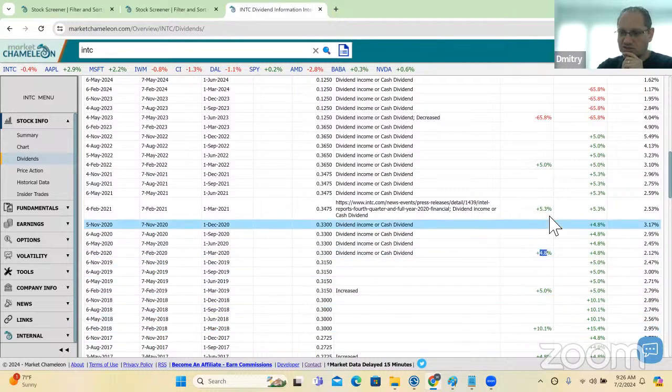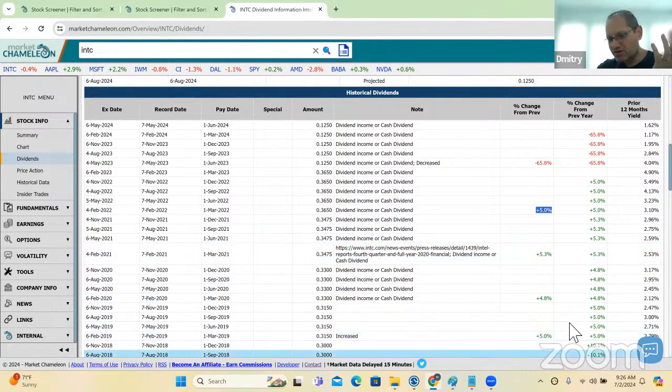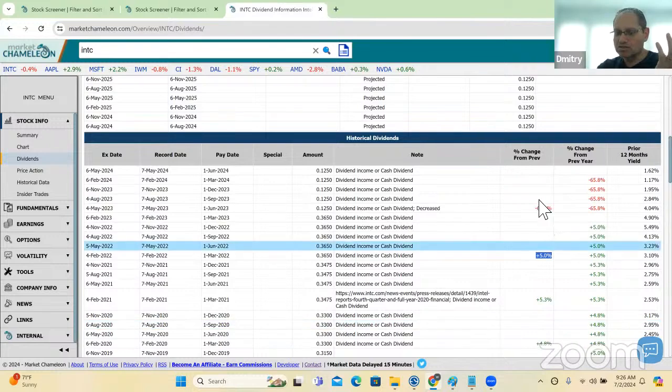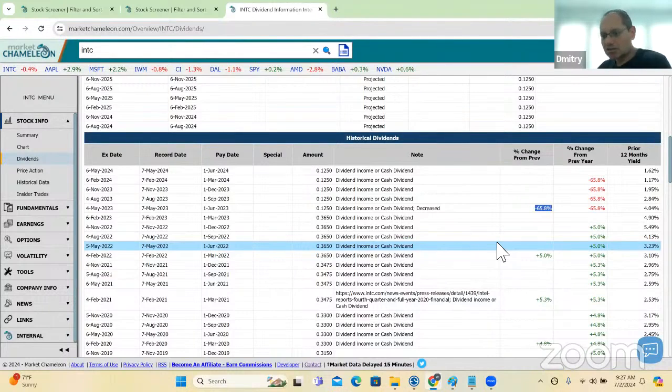Look at this: Intel increased 5%, 5%, 5%, 5%. And then all of a sudden, what happened here? They cut the dividend by 65%. And that could happen, because if you're not generating enough income to sustain it, eventually you're going to have to cut it. You've got to get the money from somewhere. So that's the difference. Hopefully that helps clarify what a payout ratio is and what dividend yield is.